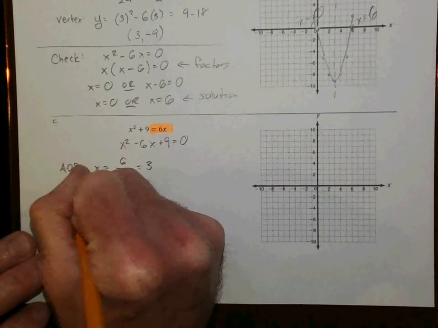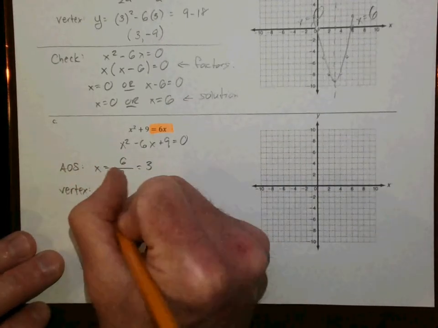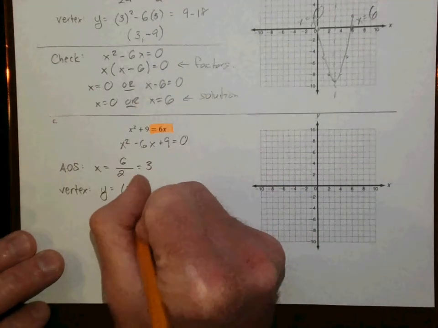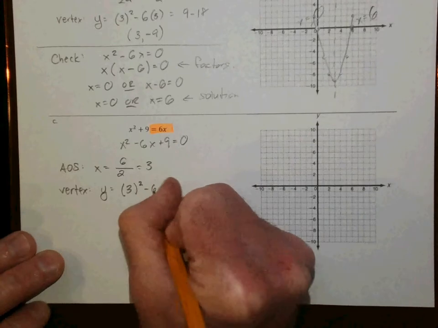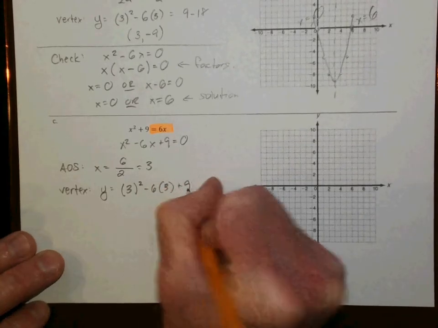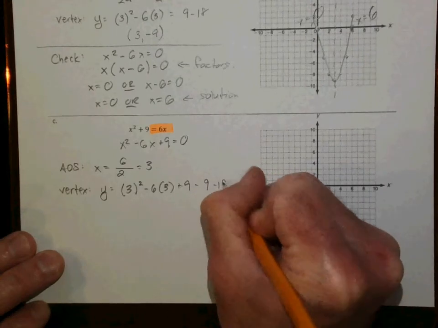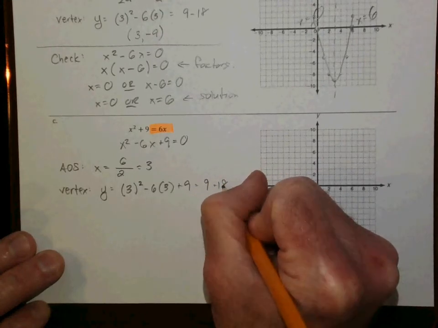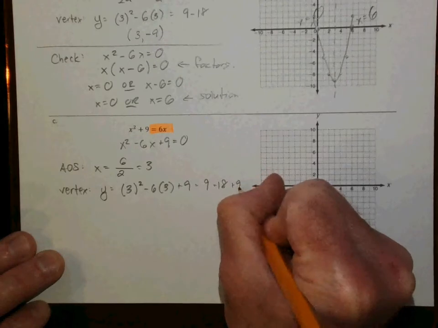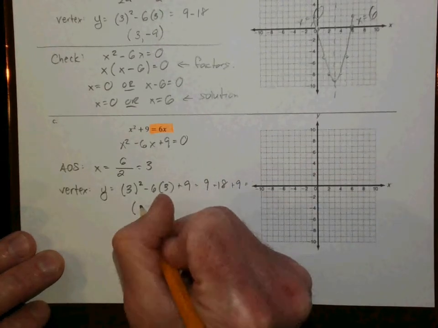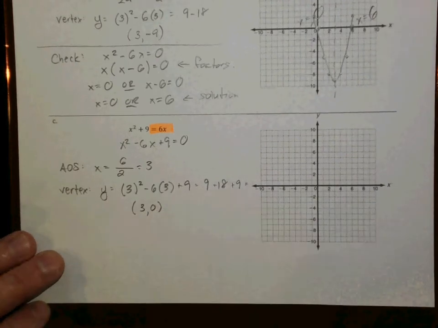To find the y-coordinate of the vertex, I'm going to plug in 3 wherever I see an x. So 3 squared minus 6 times 3 plus 9. So 3 squared is 9 minus 18. 9 minus 18 is negative 9 plus 9. So that's going to equal 0. So the vertex is (3, 0).